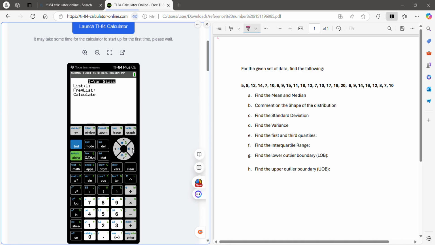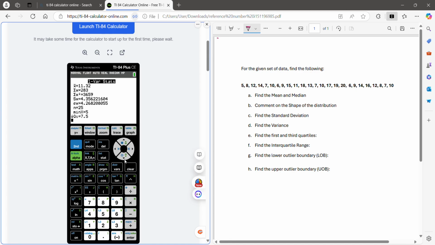Click on that. The list is going to be L1. Why? Because we plug in the data set under L1. So you leave the list as L1. The frequency list, you can leave that and you come to Calculate. But in a situation whereby you plug in your data in L2, make sure it is in L2. But in this case, we have it as L1. Then you click on Calculate.